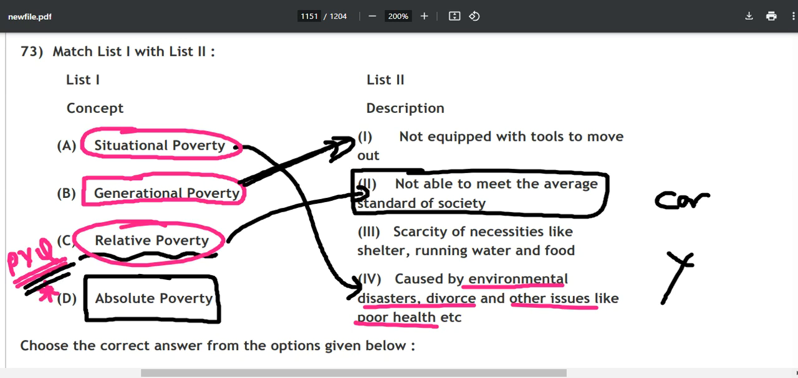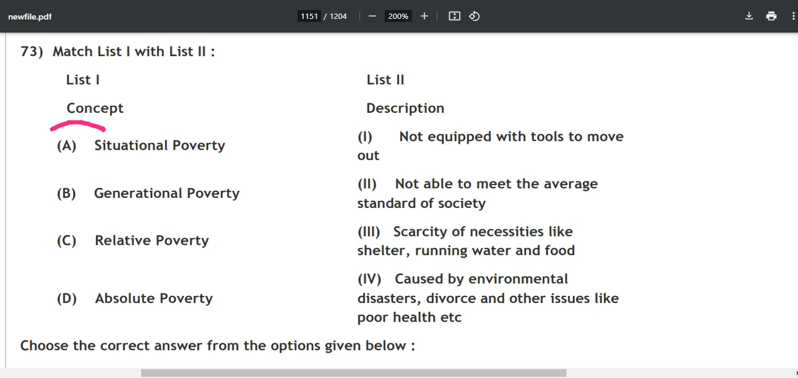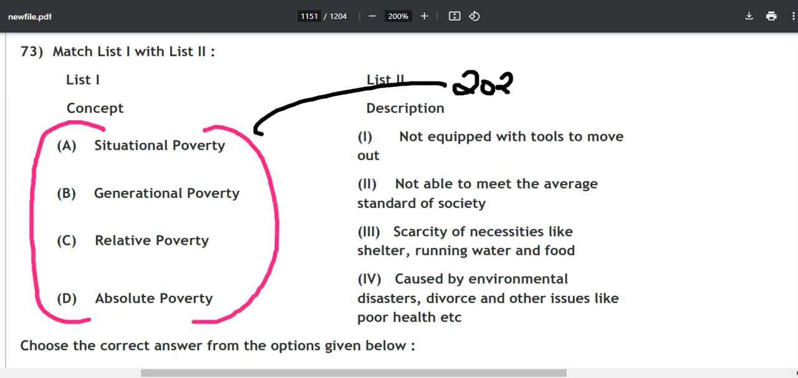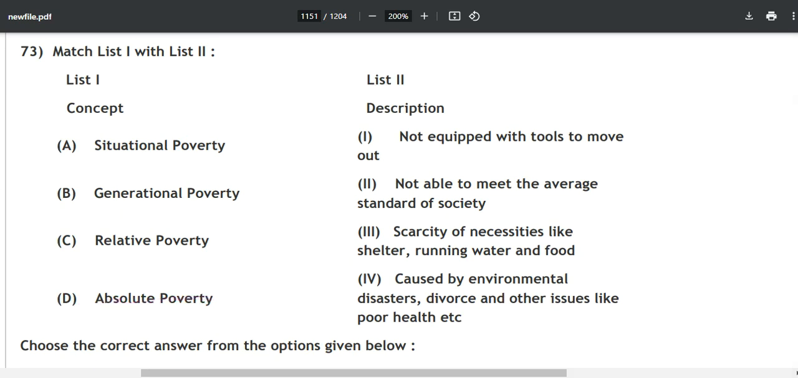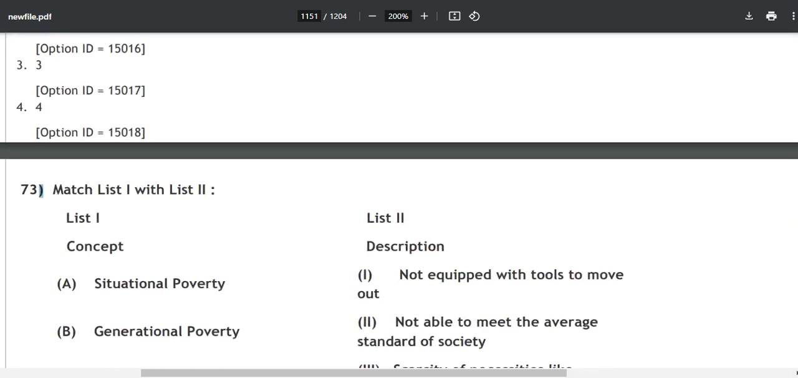So what is absolute poverty? Scarcity of necessities like shelter, running water, and food. So if anybody does not have shelter, running water and food, they are on the verge of absolute poverty. So these are different types of poverty. You can remember them if you want, but it is most unlikely that they will ask again. It was asked in 2021 and after that this question was discarded. But some basic English knowledge will help you. It is up to you whether you want to study this, but it is not required. You can also solve this question with some basic common sense.